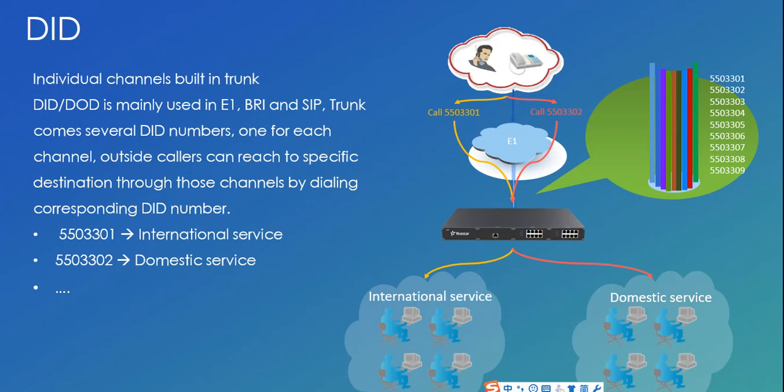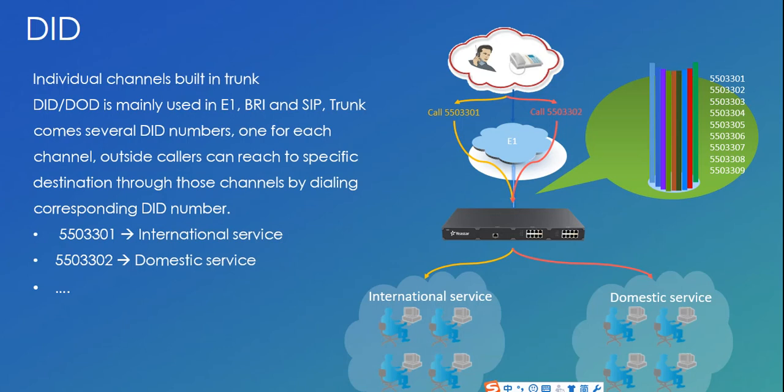It is mainly used in PRI or E1 lines, in BRI lines, and in SIP trunks. Those trunks are physically able to manage multiple calls at the same time, so DID numbers make sense. DID service is mainly acquired from a service provider. Aside from the main number that comes with the trunk you acquire, probably an E1 or a SIP trunk, they will give you multiple numbers, what they call DID numbers.